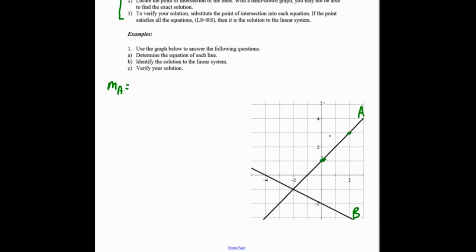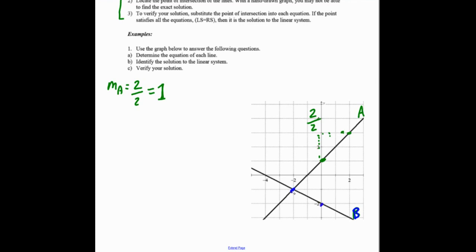I'm going to go up 1, 1, 2, 1, 2. So I have a 2 over 2. So the slope of A is 2 over 2. The slope is 1. Okay, now B, what's its slope? Well, we find a good spot here.